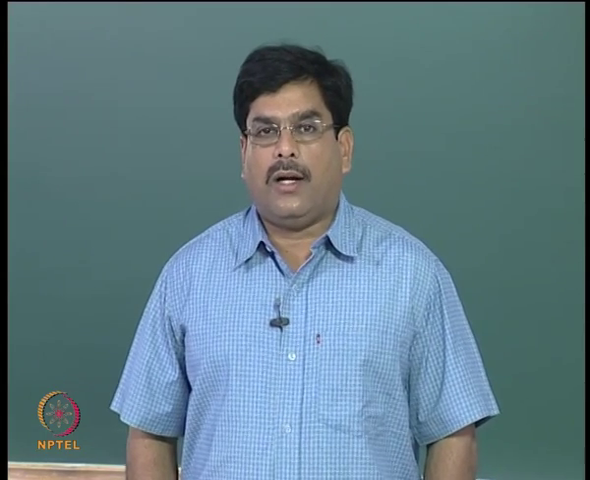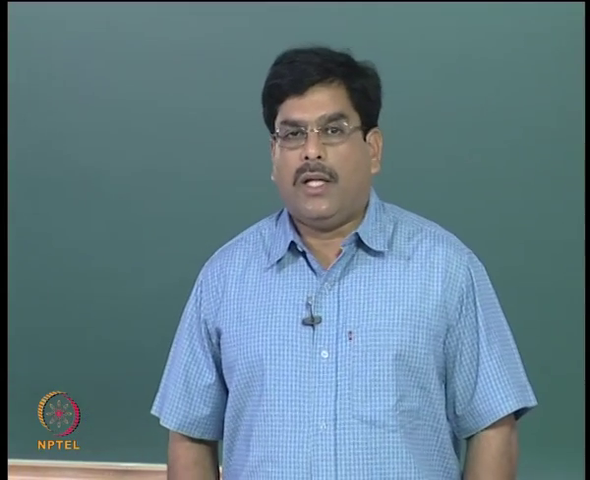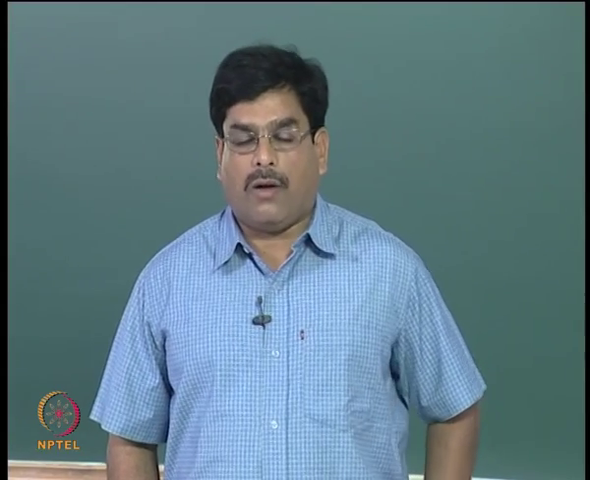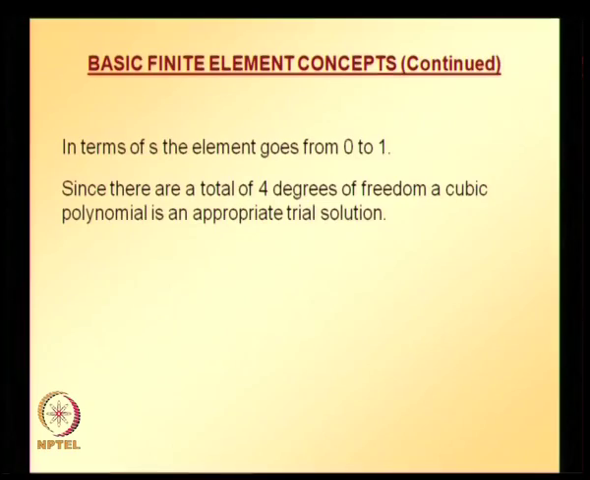and what we did is we started out with a linear trial solution. So depending on the number of degrees of freedom, if you have n degrees of freedom, it is better to start out with a trial solution of order or degree n minus 1. So that is what is done here. Since there are 4 degrees of freedom, we are starting with a cubic polynomial for the trial solution.